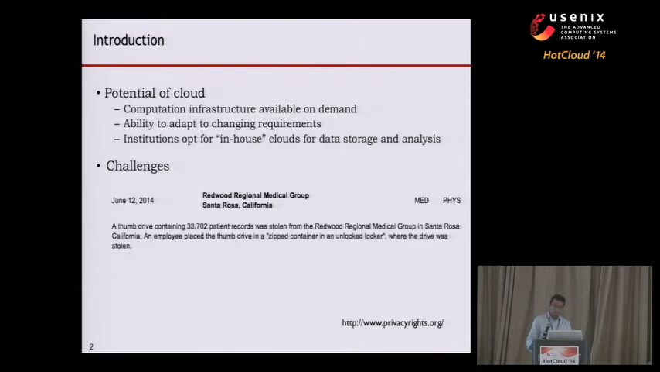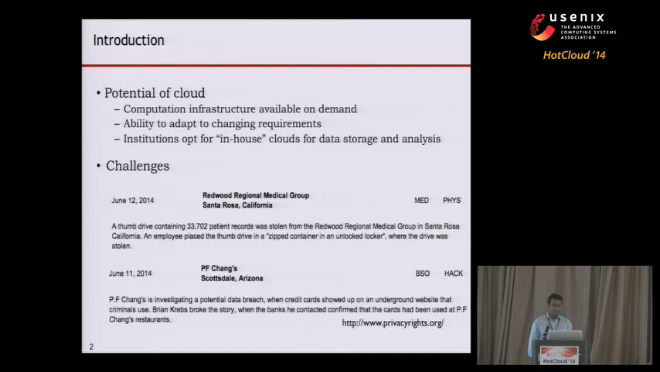So these are a couple of confidentiality compromises which occurred just in the last week. There's a website, privacyrights.org. I strongly encourage all of you to check it out, which lists commonly occurring data thefts. These are two reports that happened: one where a patient record was stolen from a hospital, and second where credit card information was stolen from P.F. Chang's. And these are reports in just the last week.